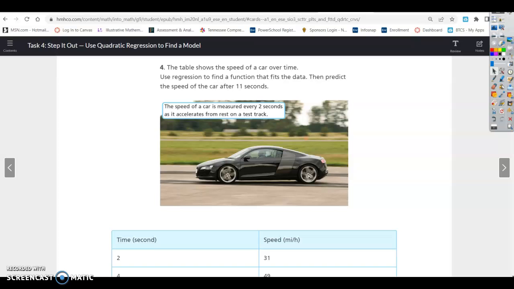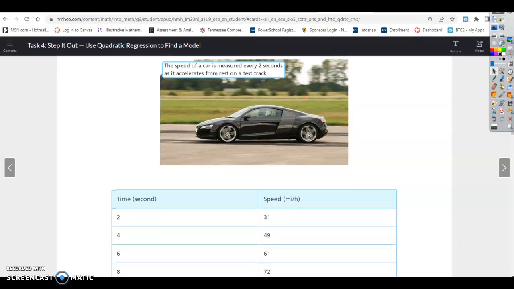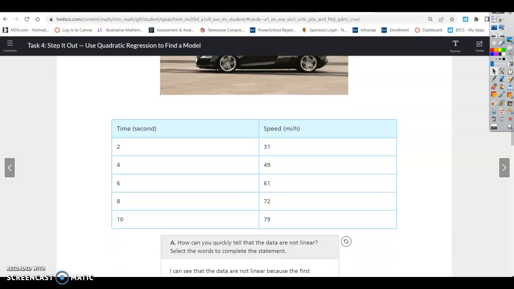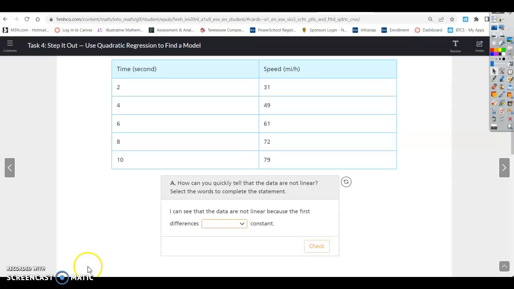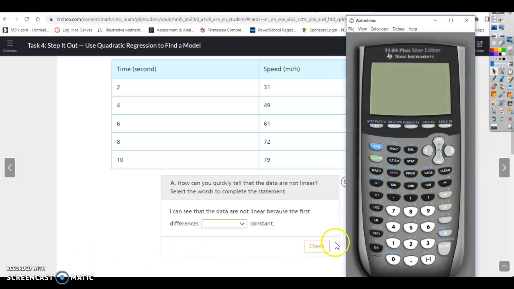Use regression to find a function that fits the data, then predict the speed of the car after 11 seconds. So it says the speed of a car is measured every 2 seconds as it accelerates from rest on a test track. All right, so here's our table of values. So let's turn on our calculator.